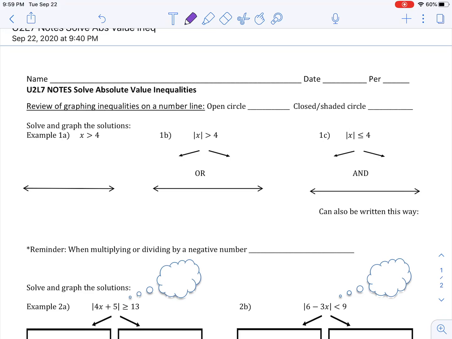Little review here. If you're graphing inequalities on the number line, an open circle is used if you're doing less than or greater than symbols. A closed or shaded circle is used if you're doing less than or equal to or greater than or equal to.